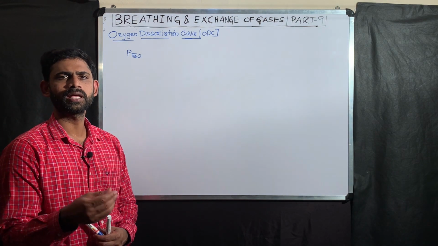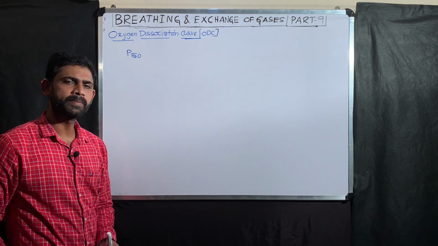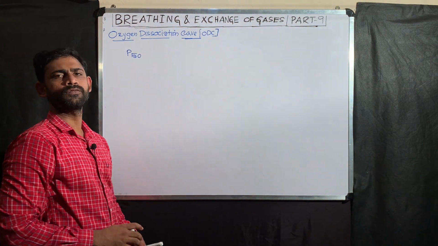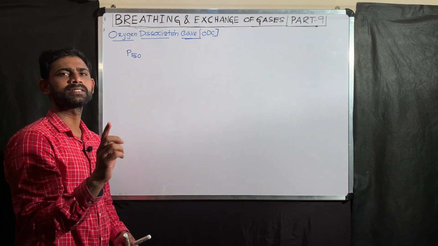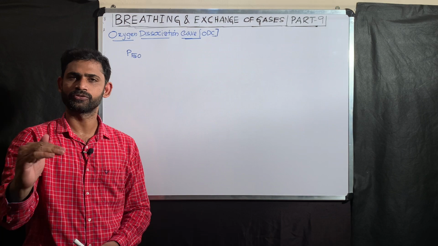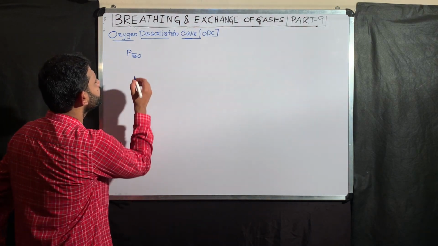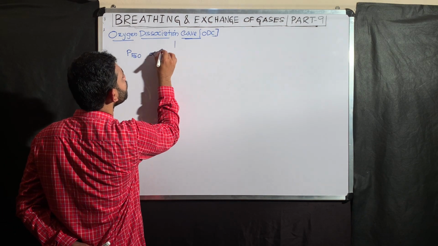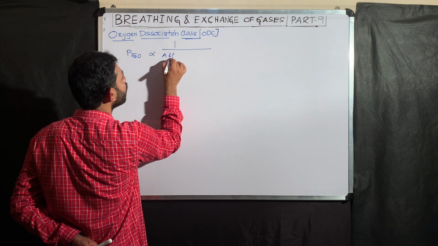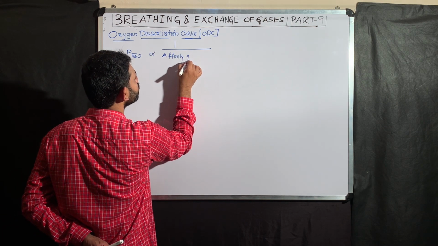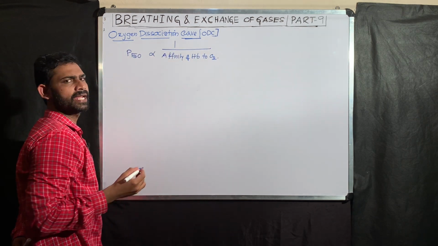I am going to tell one important thing, that is P50. What actually does P50 mean? Partial pressure of oxygen where hemoglobin is 50% saturated, means half saturated. What is the importance of the P50 value? You know, P50 is inversely proportional to the affinity of hemoglobin towards oxygen. You can understand.